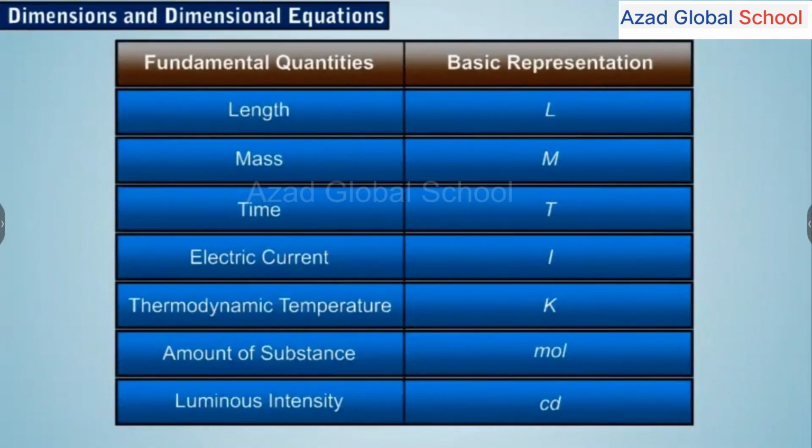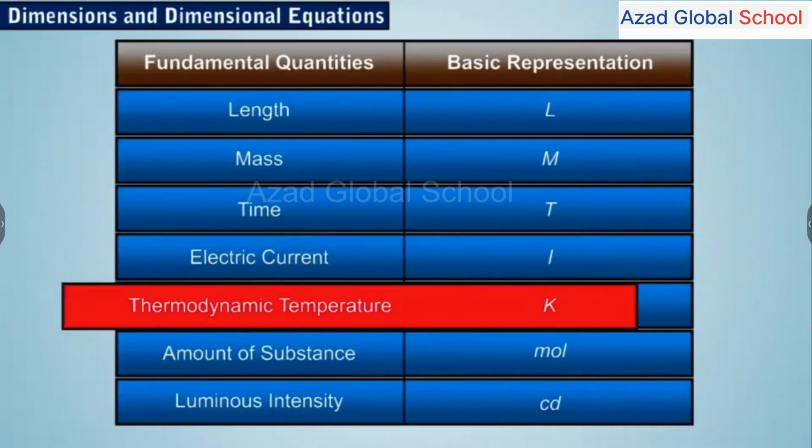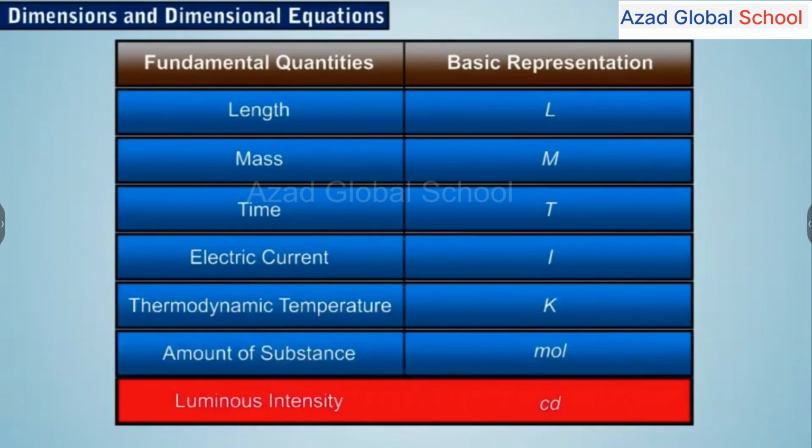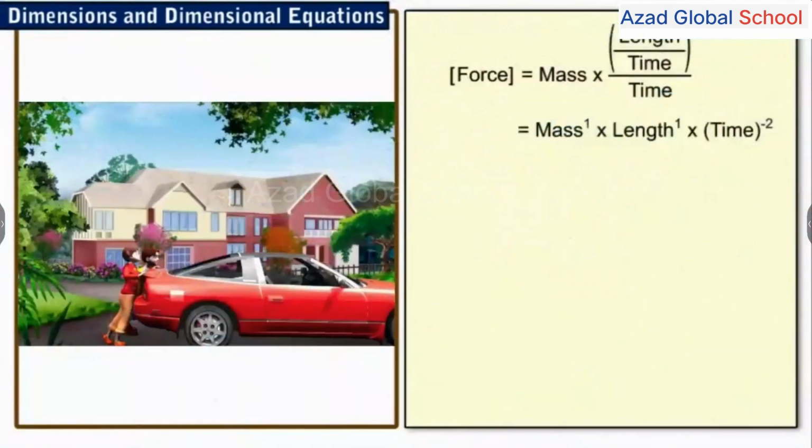The other 4 base quantities are represented by symbols of their SI units, namely electric current by I, thermodynamic temperature by K, amount of substance by mol, and luminous intensity by cd. The physical quantity expressed in terms of its base quantities is enclosed in square brackets to show that it is an equation among the dimensions of the quantity and not among the magnitudes.